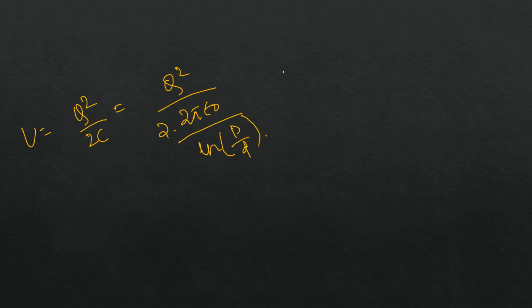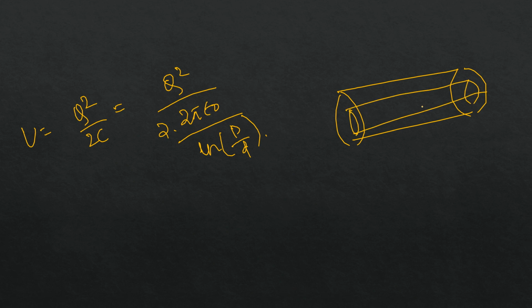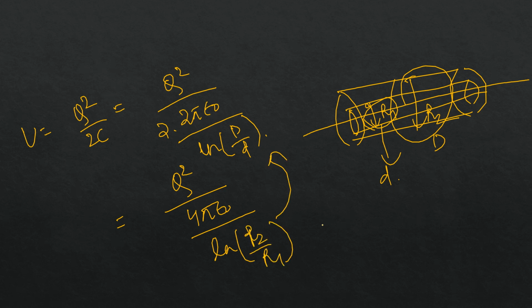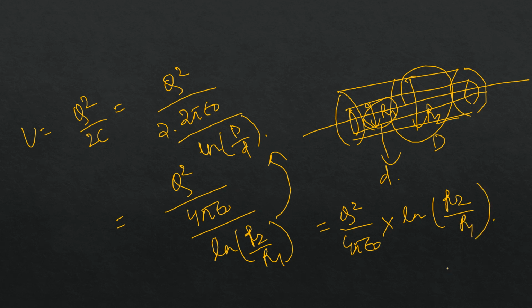Alright. So ln D by d. Here, what is C? This is your cylindrical tube, and this is another one, coaxial. That means they have the same axis, both of them, and this distance is your r1. This distance is your r2. So I can say your capital D is r2, and this one is your small d. So I can write it as Q square by 4 pi epsilon naught into ln r2 by r1. The 2 will go up. Okay, ln r2 by r1, right?